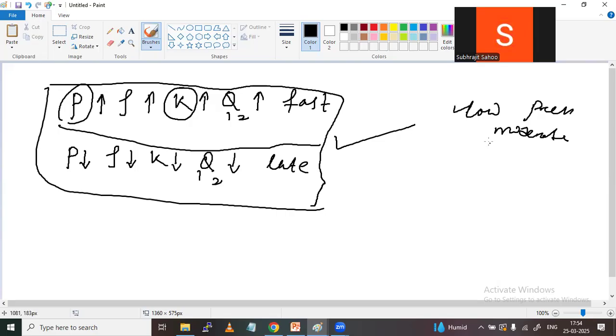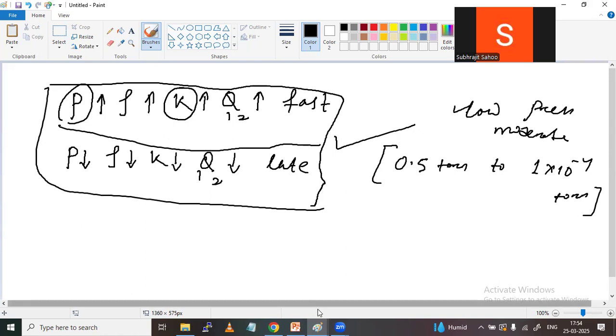Why not high pressure? I will tell some limitations, some disadvantages there are. But generally it is used for vacuum pressure measurement, negative pressure measurement. Successfully we can measure 0.5 torr to 1 x 10^-4 torr. This much range of pressure we can effectively measure by this thermal conductivity gauge.